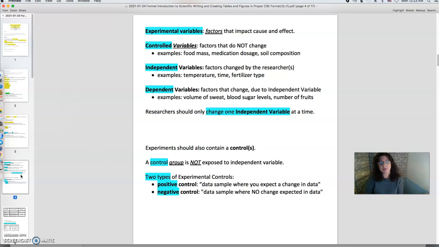The second type of variables is independent variables. Those are factors that are changed by the researcher, you. You decide when and how to change those variables. It could be that you change the temperature at which the animal eats the food. Maybe some animals get a very cold laboratory setting where they have their food, and some might get a room temperature setting, and some might have a very hot day when they eat their food.